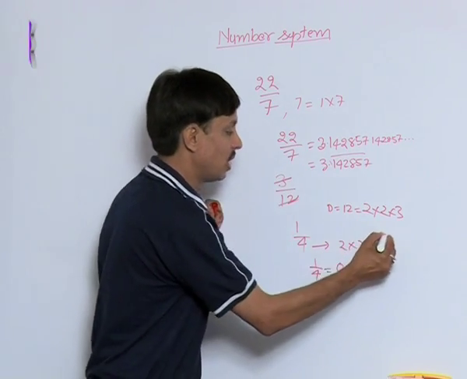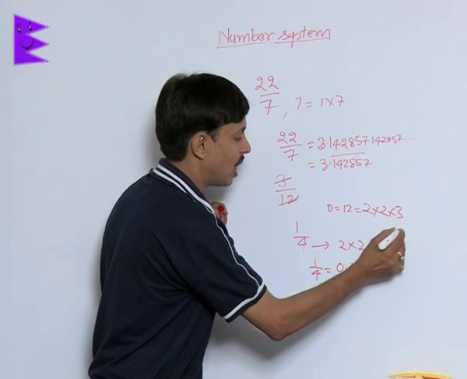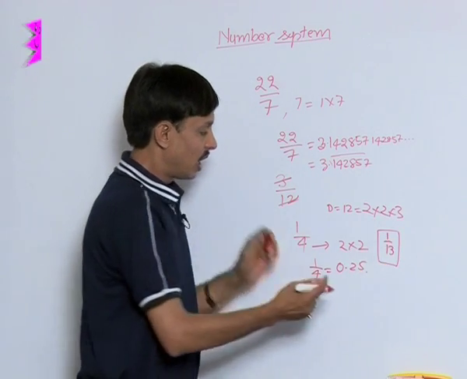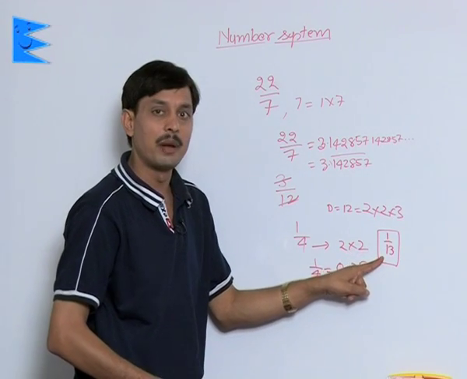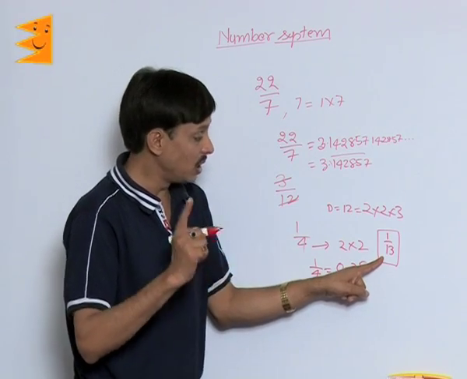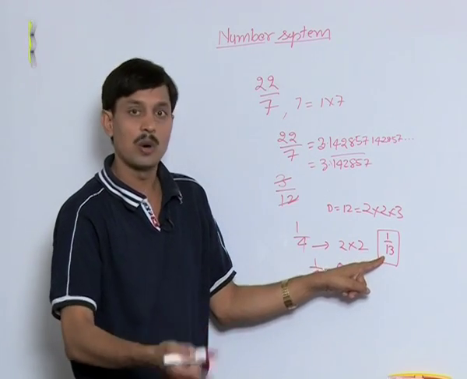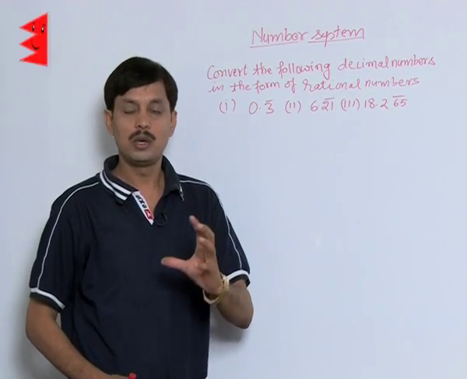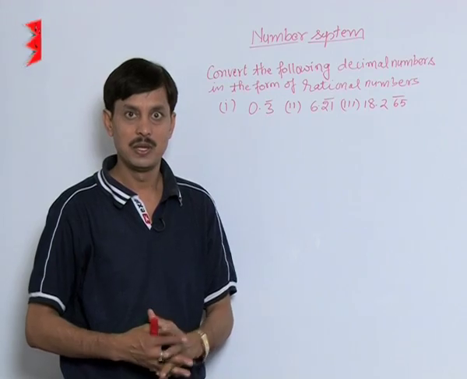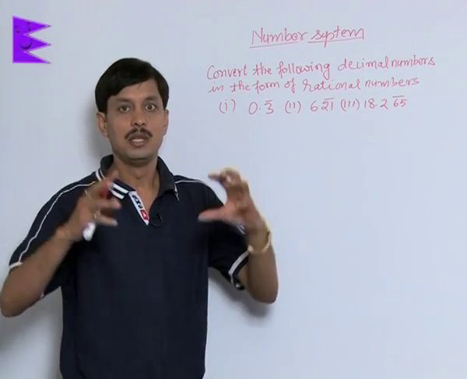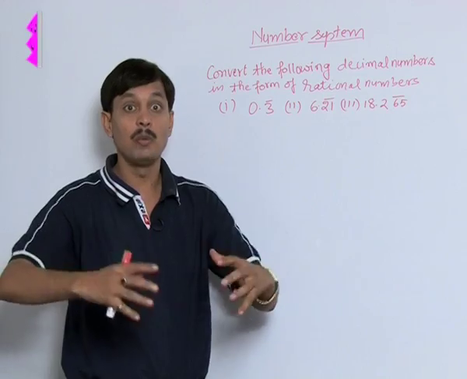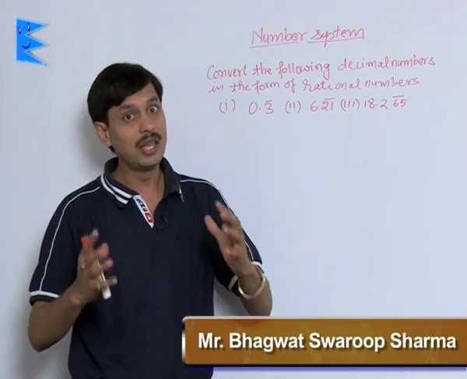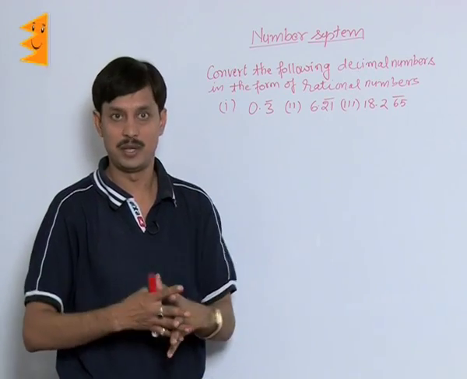If somebody says 1 upon 13, after how many places will the repetition begin? The repetition when 1 is divided by 13 will begin either after 12 places or before, because the denominator here is 13. Now the second type of problems, that is, how to convert a decimal number into the rational form.